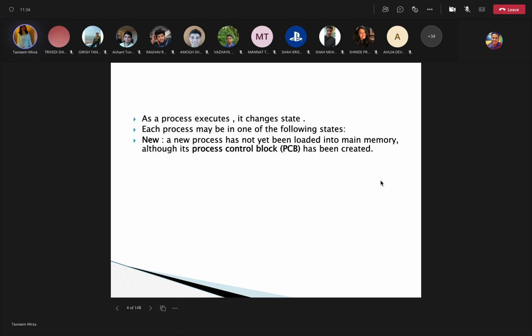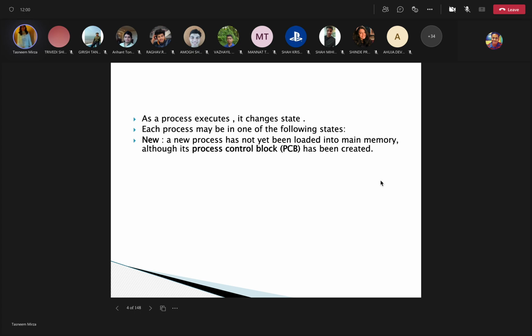So first we have a new state. What is a new state? A process has not yet been loaded into the memory. That means it is where? Where is it? ROM. No, not in ROM. ROM has the BIOS programs. It is in the secondary memory. Yes, it is in the secondary memory. So that is nothing but the new state.